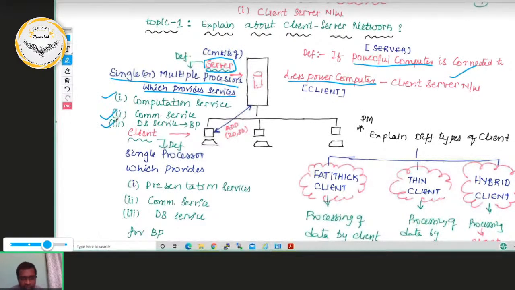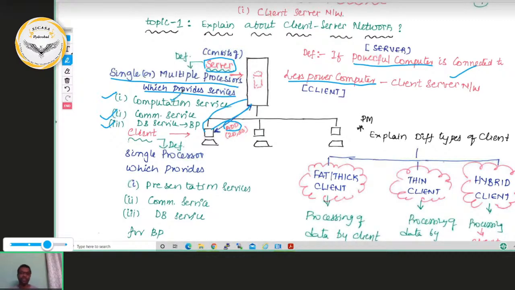Okay, now what do you mean by computation? Let us say the client wants to perform addition of 20 and 30. The client will send that instruction to the server. The server will execute the instruction, and the result will be sent back to the client. So that is called computation.